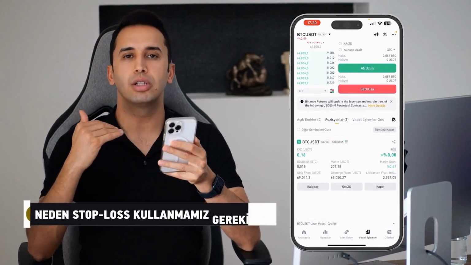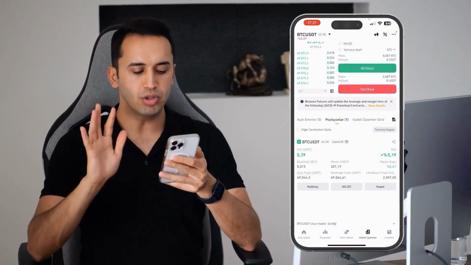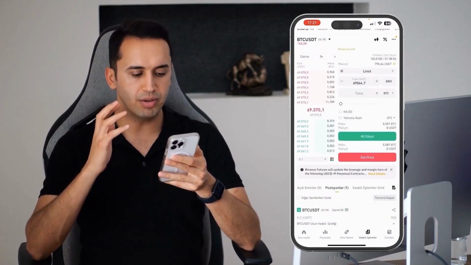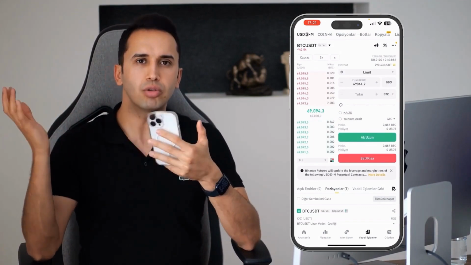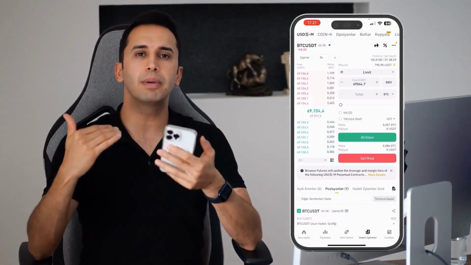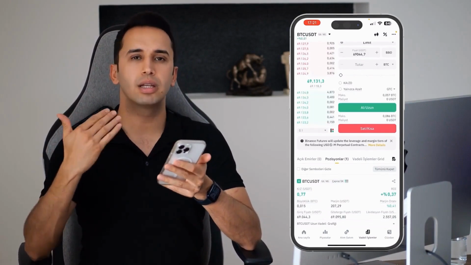Okay, why do we need to use stop loss? I will explain the logic and then show it with an example. The logic of stop loss is as follows. Bitcoin is currently at $69,000. Everything is fine. But while I was sleeping at night, 2 countries went to war. And let's say Bitcoin dropped to $40,000 in that panic. In this case, I could lose a large portion of my money.